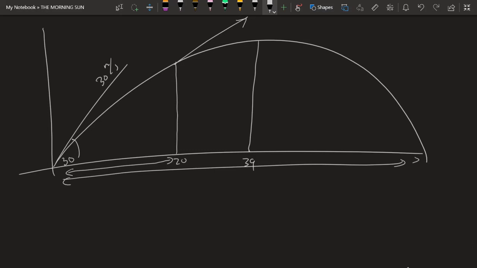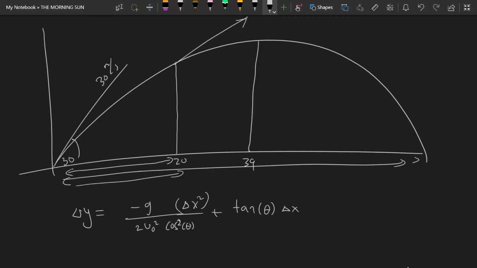So how do we do this? We know that, so look here. You know that delta y is equal to minus g over 2 v0 squared cosine squared theta, delta x squared. We know this from, again, the projectile motion video. There's delta x squared over here, of course. Now we have delta x, which is 20. We have cosine, we have v0, we have g. All we literally have to find is delta y, which is the height of this.